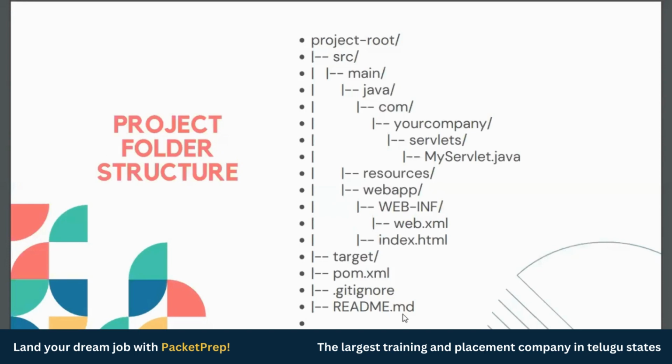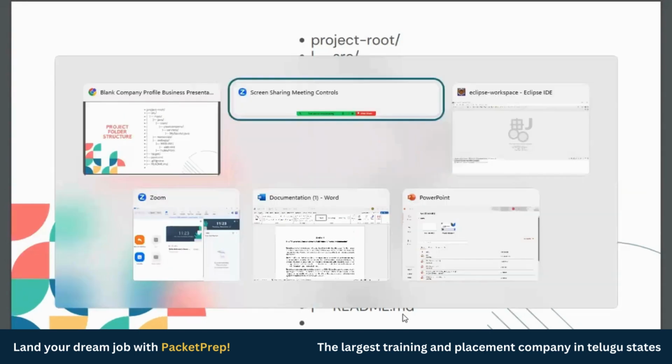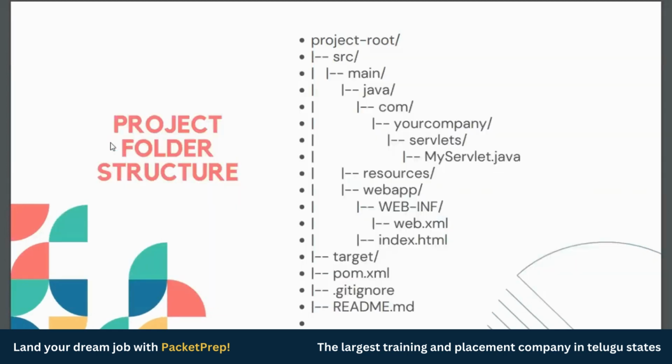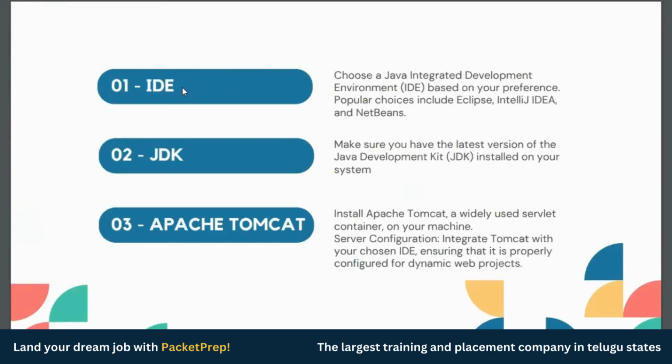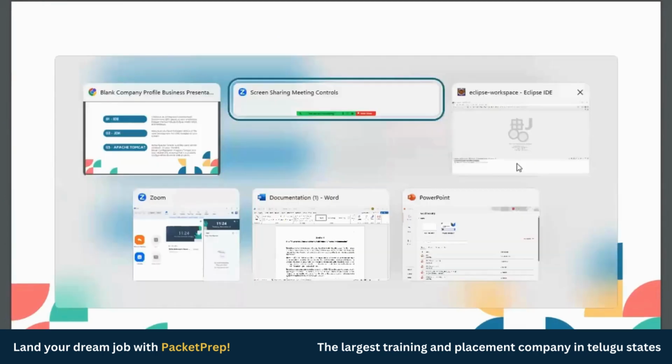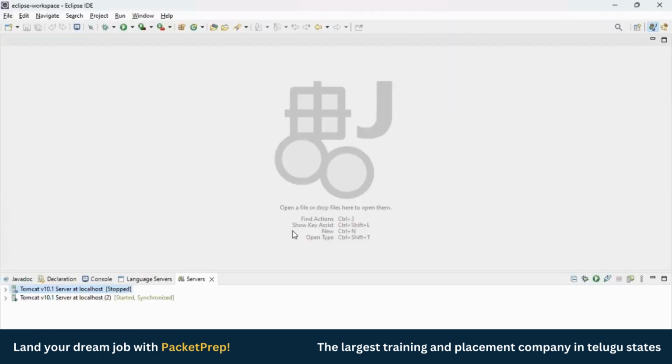So yeah, let's get started with the installation process. Before starting, the first thing we require is the IDE. The IDE is Eclipse IDE, which is present here. It will look something like this, and here we're going to create our project. JDK is already installed. Then next come our servers. We need the Apache Tomcat server, so let us see how we can get that.